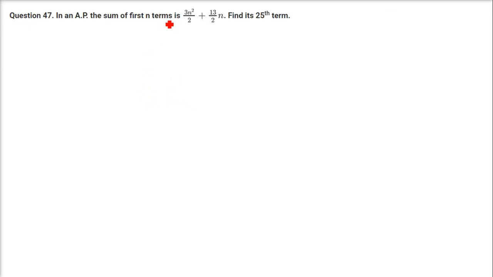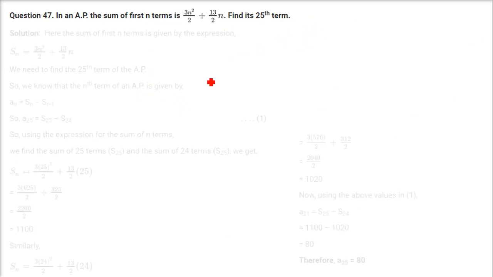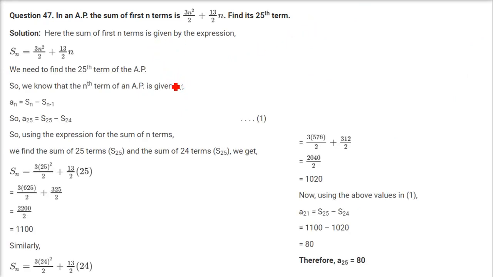In an AP, the sum of first n terms is given. Find the 25th term. So exactly the same thing you have to do, but the other method can be, that is, A25 you have to find out. So A25 can be equal to S25 minus S24.